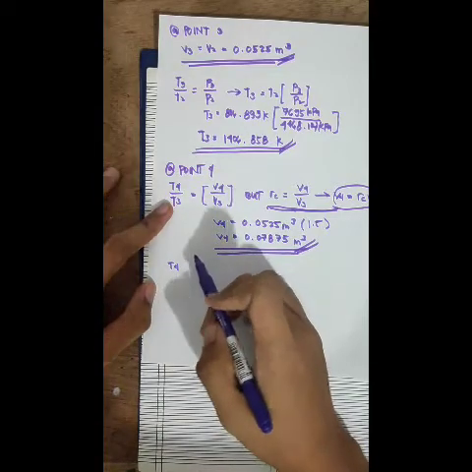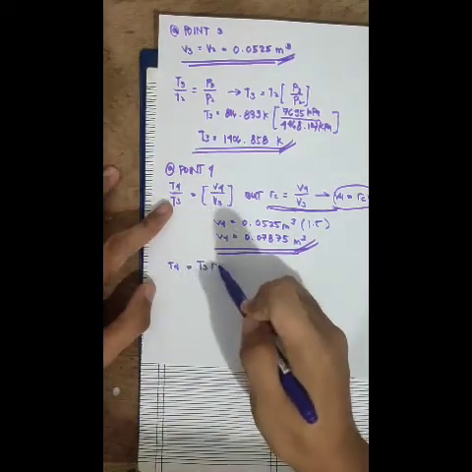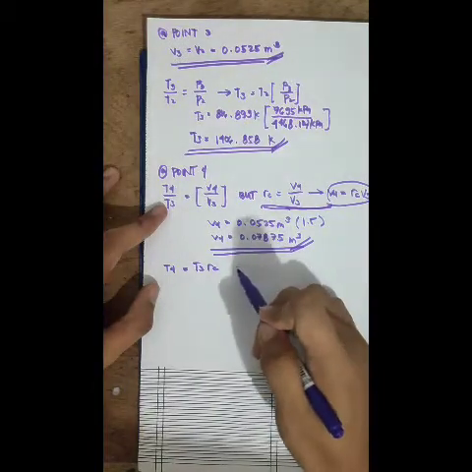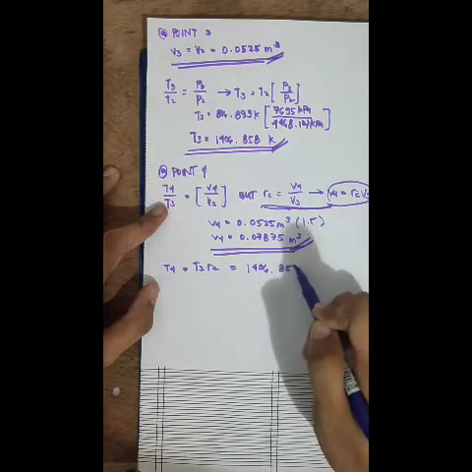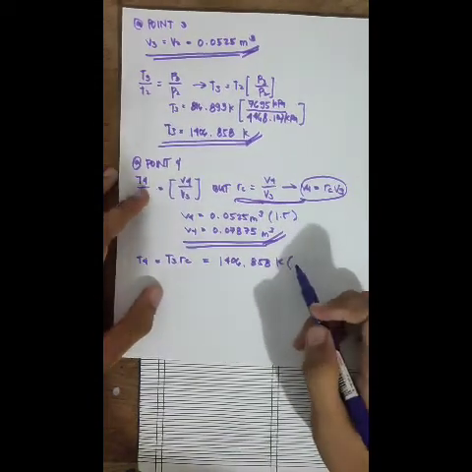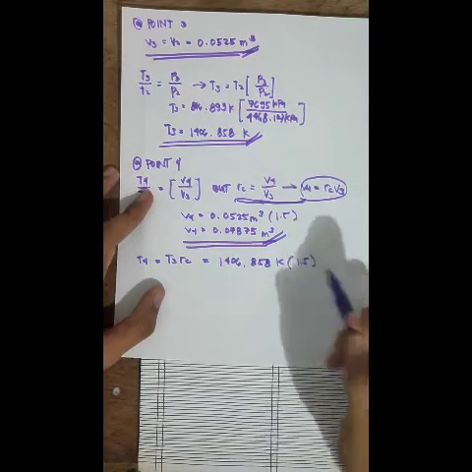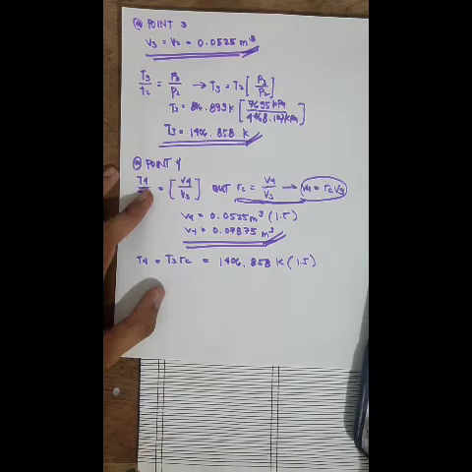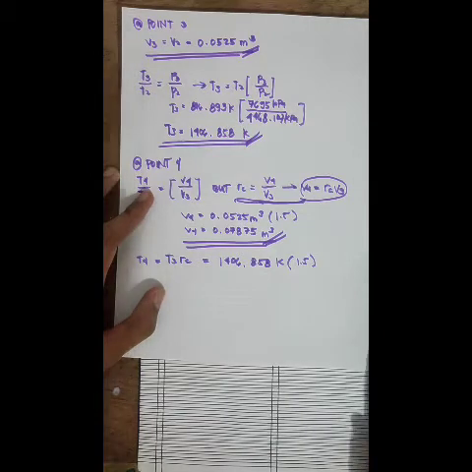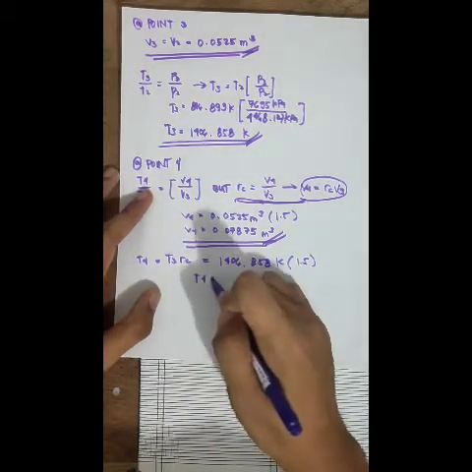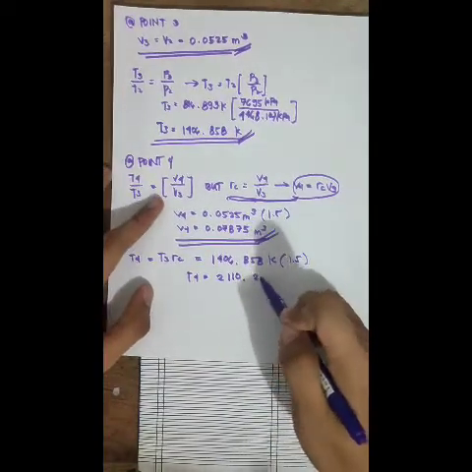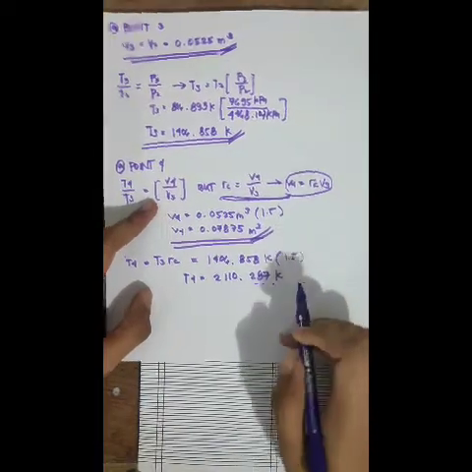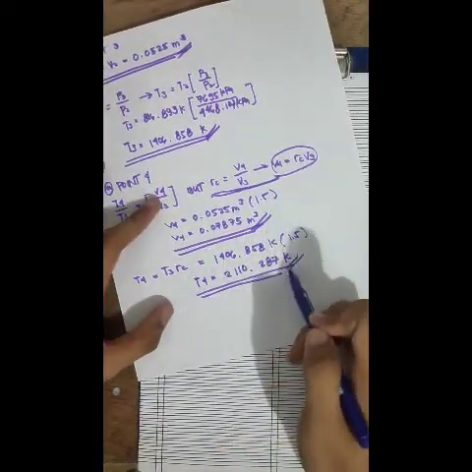T4 is equal to T3 times RC. So T3, which is 1406.858 Kelvin, times the RC, which is 1.5. We will find the value of T4, which is 1406.858 multiplied by 1.5. The value of T4 is equal to 2110.287 Kelvin. So that is the value of T4.